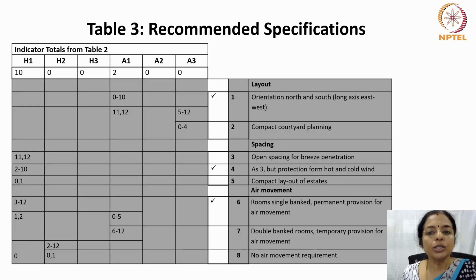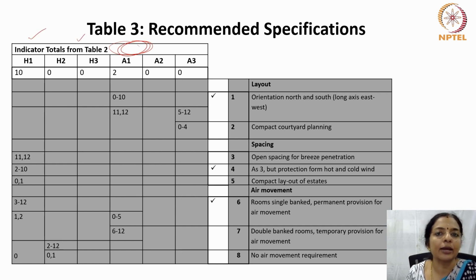So let us look at the recommended specification. Based on what we saw, table 3 translates the indicators into performance specifications. So this is the indicator table. If you remember, we had to tick against H1 and A1 and things like that. So this table 3 translates these indicators into recommendations. So check the requirements for each design strategy and tick wherever applicable.